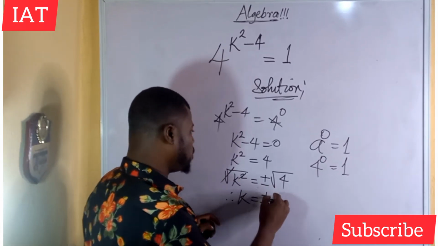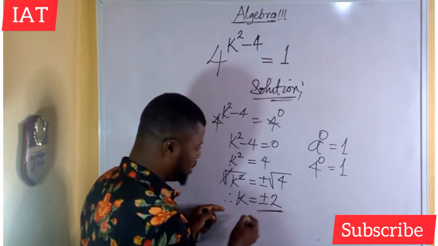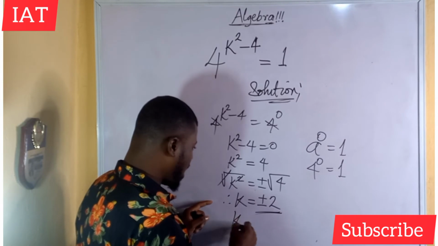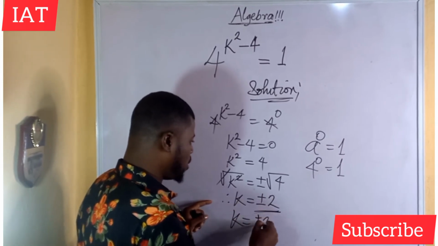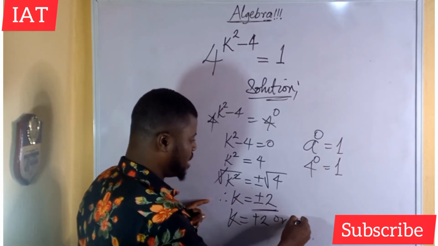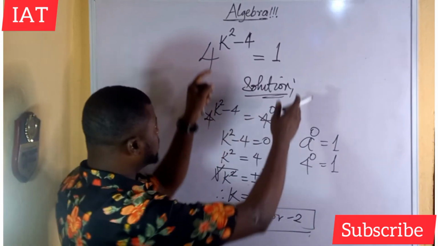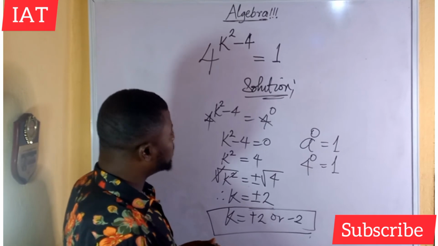The square root of 4 is 2. What does this actually mean? It means that k has two values. K has a positive value, and also k has a negative value. So this is the solution to this problem. I hope this makes sense to you.